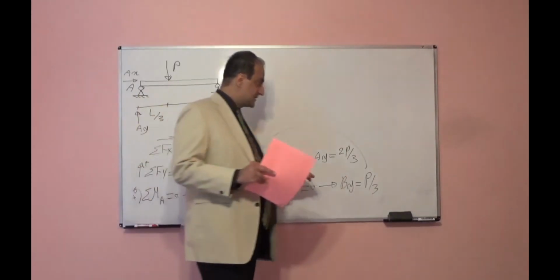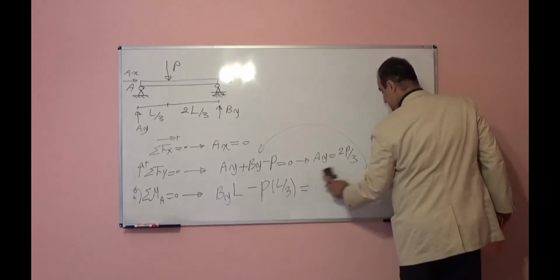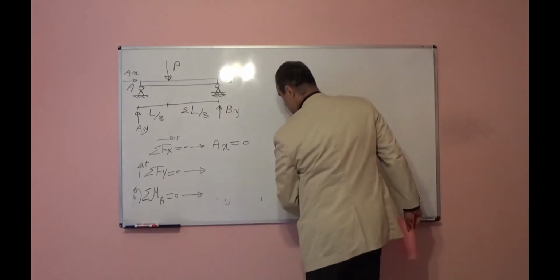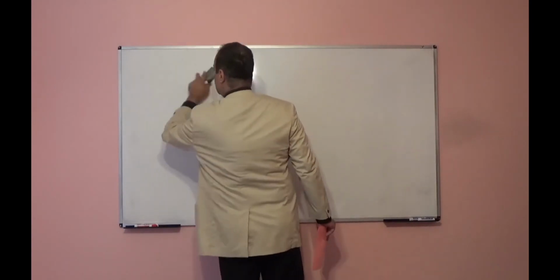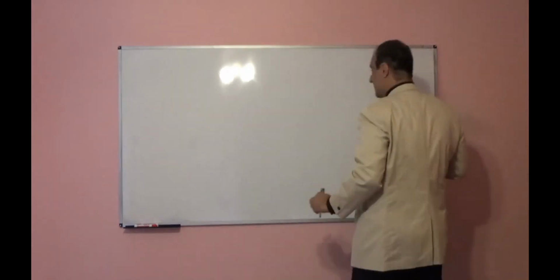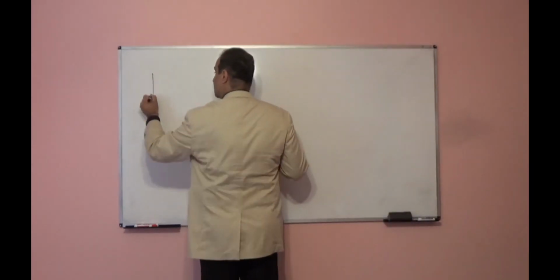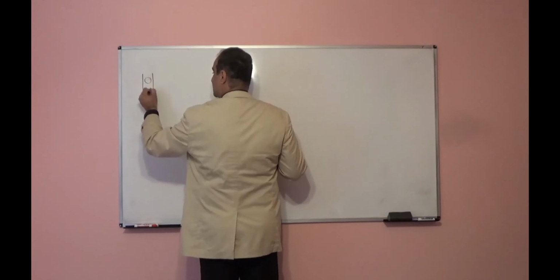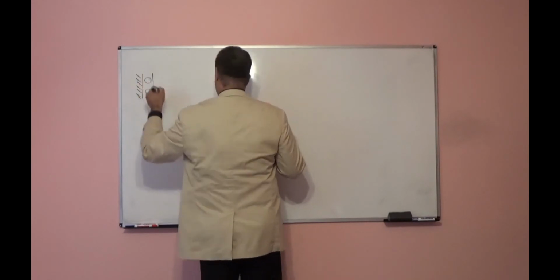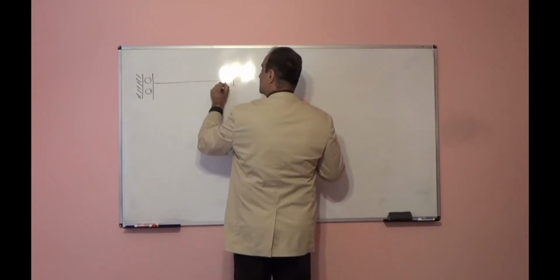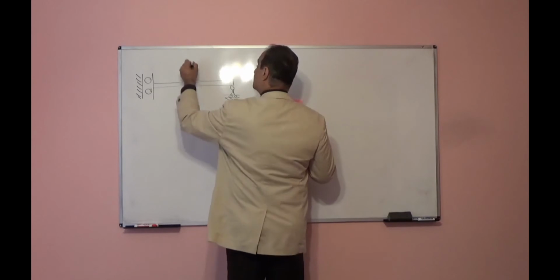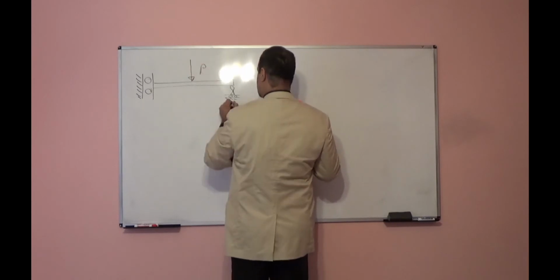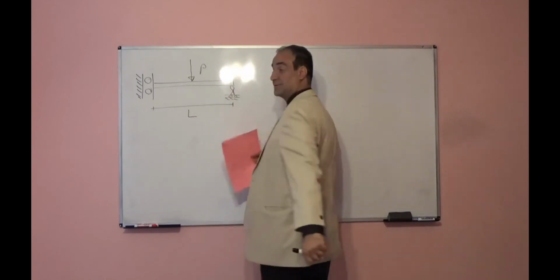Let's look at the next example. Next problem. We have beam and the support type, it is like this. Let's see what type of the support is this. This is beam, and here we have roller support. This beam is subjected to load P at midspan. We want to find reactions.